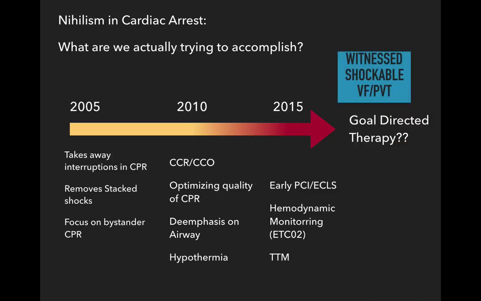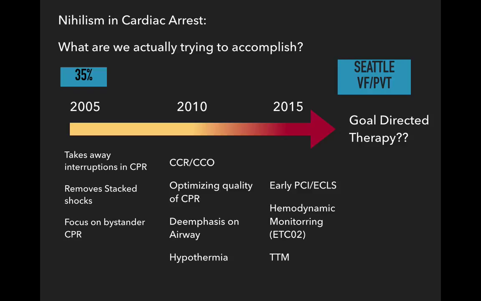Okay, so now let's look at witnessed shockable ventricular fibrillation, pulseless VTAC arrests. In 2005, there were 15% survival. 2015, 31%, so double survival. Okay, so let's look at places like Seattle. Now, Seattle has the highest survivals in the world. 2005, 35%. 2015, near 50%. Near 50% who drop dead in the street in Seattle with VF as their first rhythm, who have a witnessed VF arrest. 1 in 2 of them are walking out of the hospital. Okay, so that's where we're at.